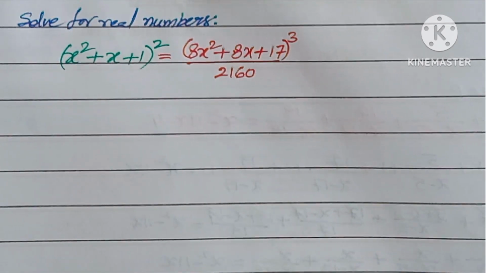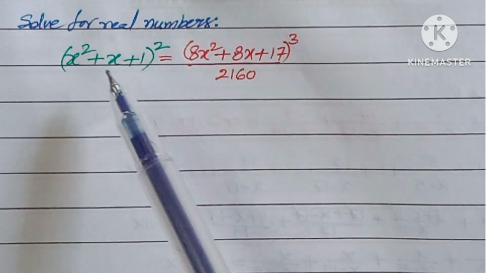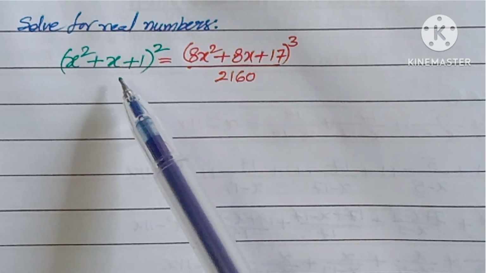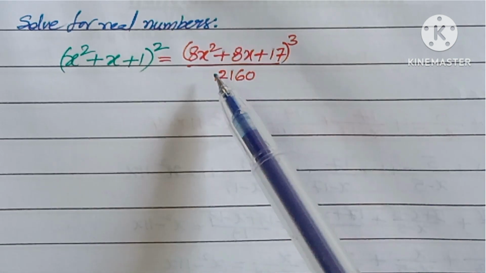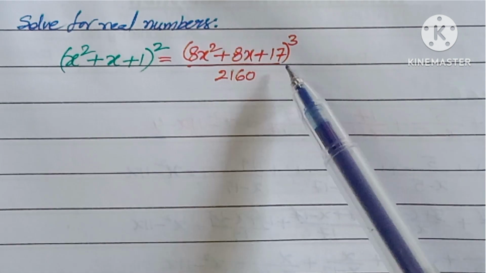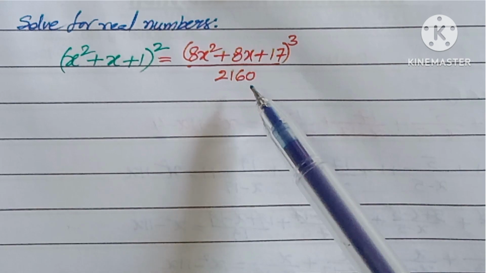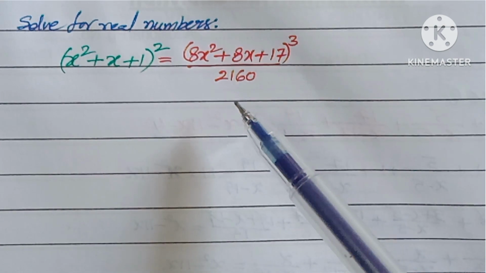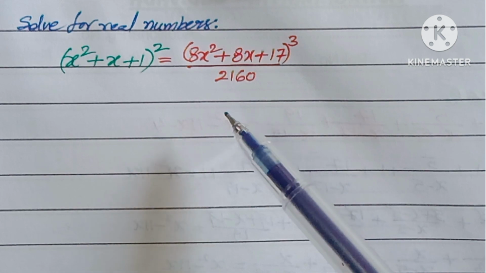Today we are going to see one Olympiad problem. The question is, solve for real numbers: (x square plus x plus 1) whole square equal to (8x square plus 8x plus 17) whole cube over 2160. As you are going to solve this problem, pause the video for 10 seconds and try it.